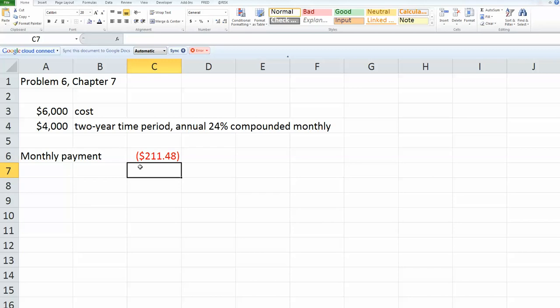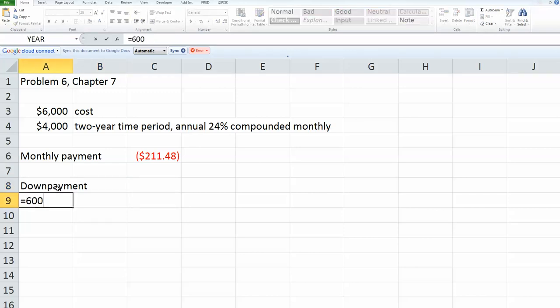Then they asked, what will our monthly payment be if we make a larger down payment? Even though I can't borrow any more than $4,000, I could borrow less. If I borrow exactly $4,000, then essentially I have to make a down payment of the rest. So if it costs me $6,000 and I borrow $4,000, my down payment's going to be $2,000.